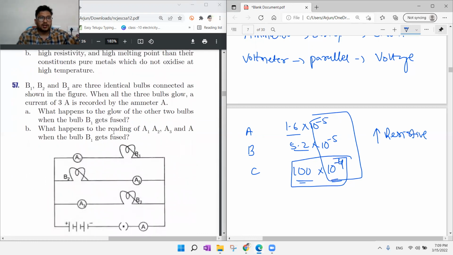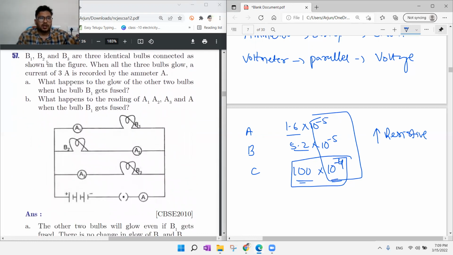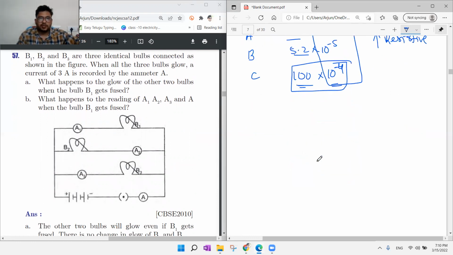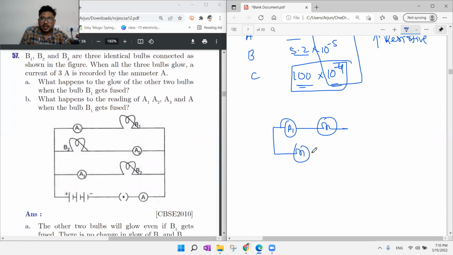That's it. Okay, 57. B1, B2, B3 are 3 identical bulbs connected as shown in the figure. If you observe the figure, there is an ammeter A1 and a bulb connected, and here the second bulb is connected, and here we have an ammeter. Don't get confused. And here the third ammeter A3 and bulb is connected.